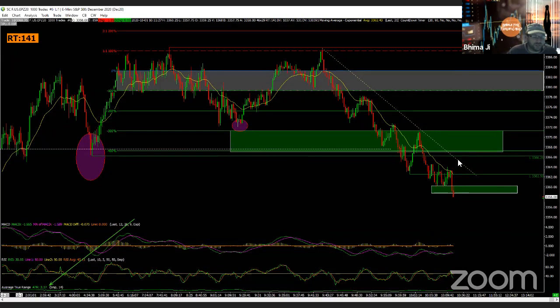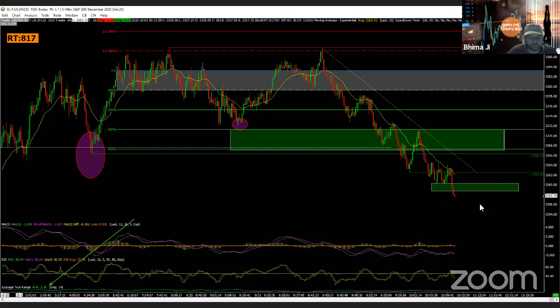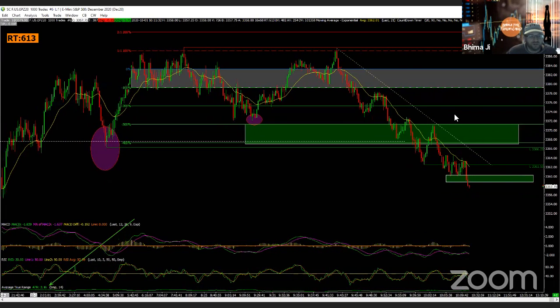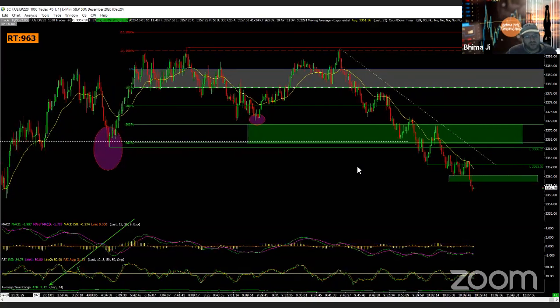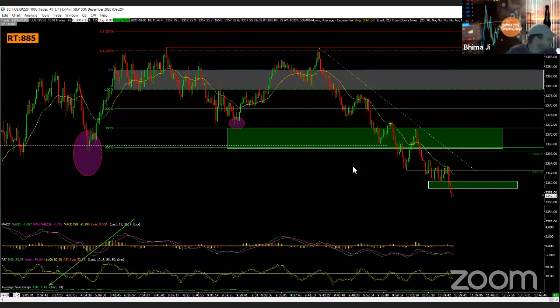As we can see right here, the bears rejected this area right there, and it keeps on pushing back down. The bulls are unable to defend their position. So right now, I think we're going to start to look for a sell position. We're going to change our analysis.